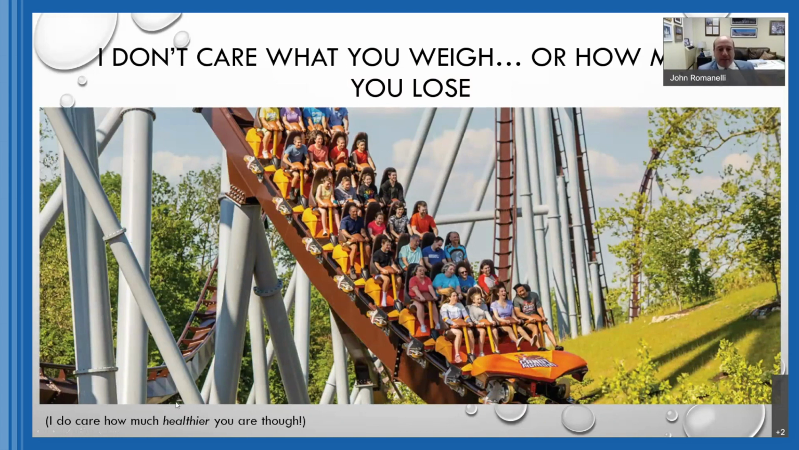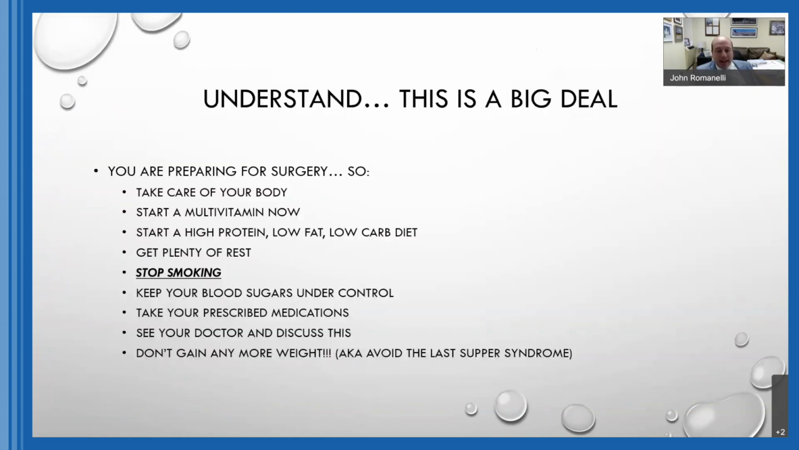The big picture is really important here. And as your doctor, it's my job to focus on the big picture. You can fixate on every pound all you want. I don't care. But I do care about how healthy you get. And that's what this is all about. We're not talking about weight loss. We're talking about health improvement. So this is a big deal.